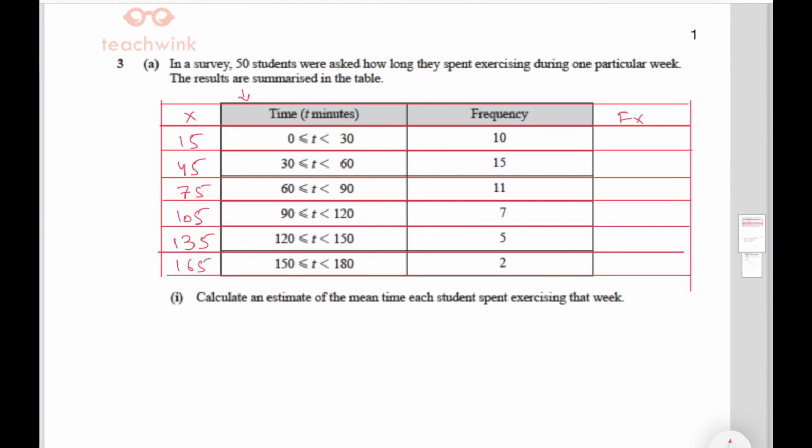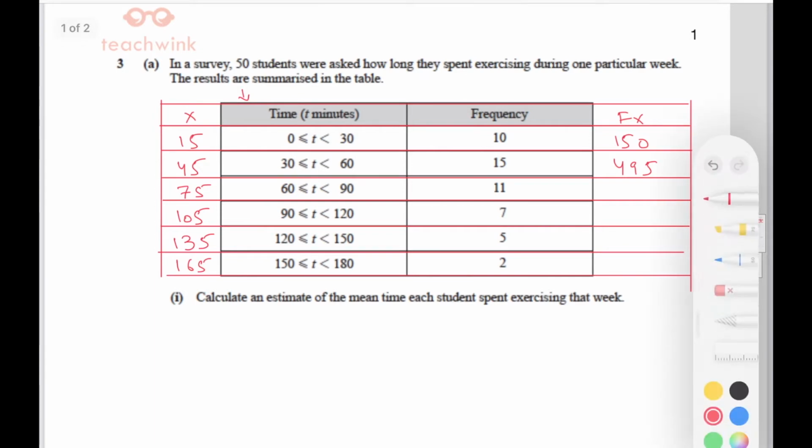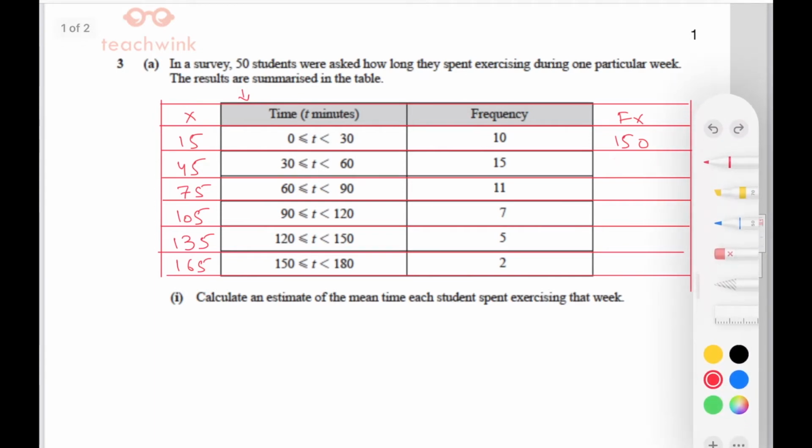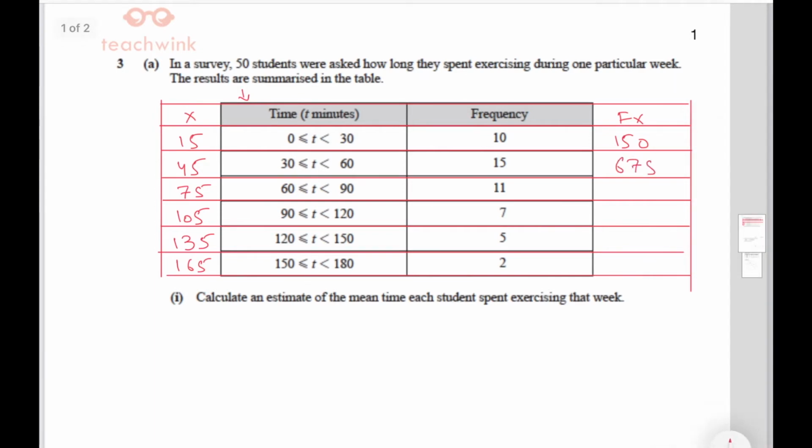That's easy. Now let's multiply the middle values with frequency. 15 times 10 gives us 150. 45 times 15, let's do that. 45 times 15 gives us 495. Sorry, that's not possible. 45 times 15. Oh, that's 675. Sorry, my bad. So it's going to be 675.